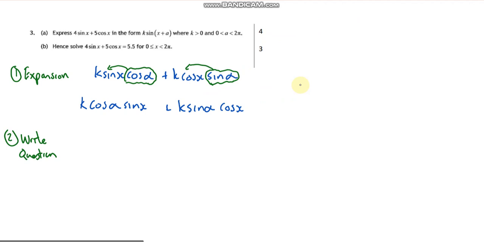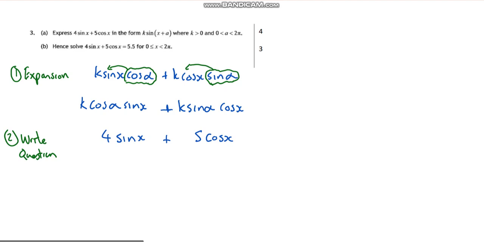So now I'm going to write my question, and I'll write this in blue. So we had 4 sine x, and that, don't forget, it's a plus 5 cos x. So what I'm trying to do is say that this formula here is the same as this formula. That's what the question's all about. This is my wave, my wave function. I've expanded it. And this is the two functions I'm putting together.